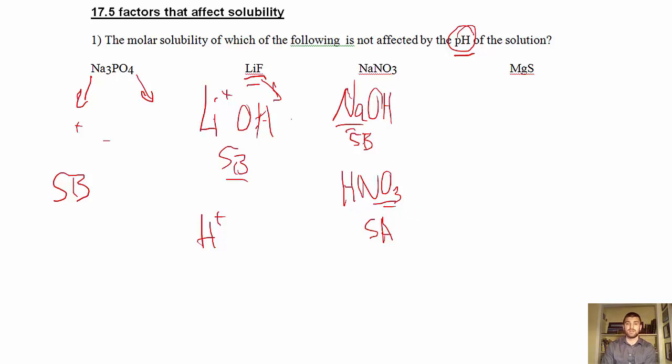The strong base Na is not going to want to pick up an OH minus, because it gets rid of it right away and ionizes completely. NO3, same deal. It's not going to hold on to an H because it's a strong acid. It's going to let go.